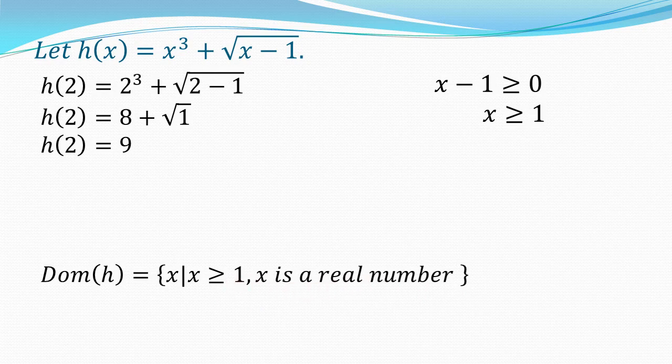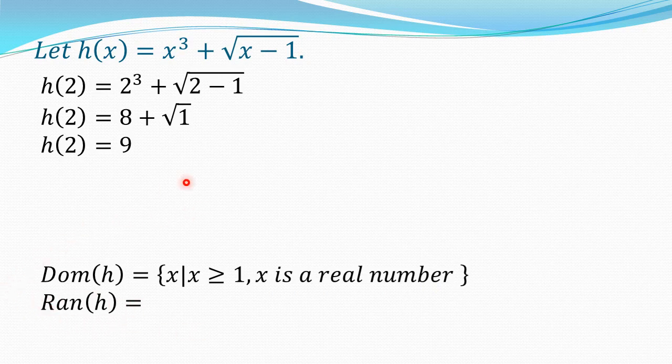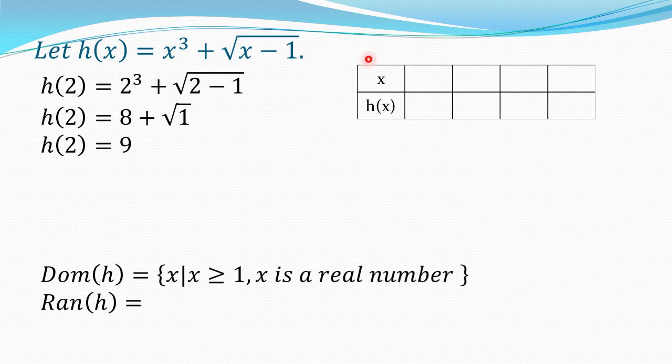How about the range? For the range, we have to explore a little bit more. Right, so to get the range, I suggest you do something like this. You draw a table where on the top you have the x values, and on the bottom you have the h of x values. So we'll investigate the trend of h of x, as we also put in some consecutive values for x. So let's start with 1.